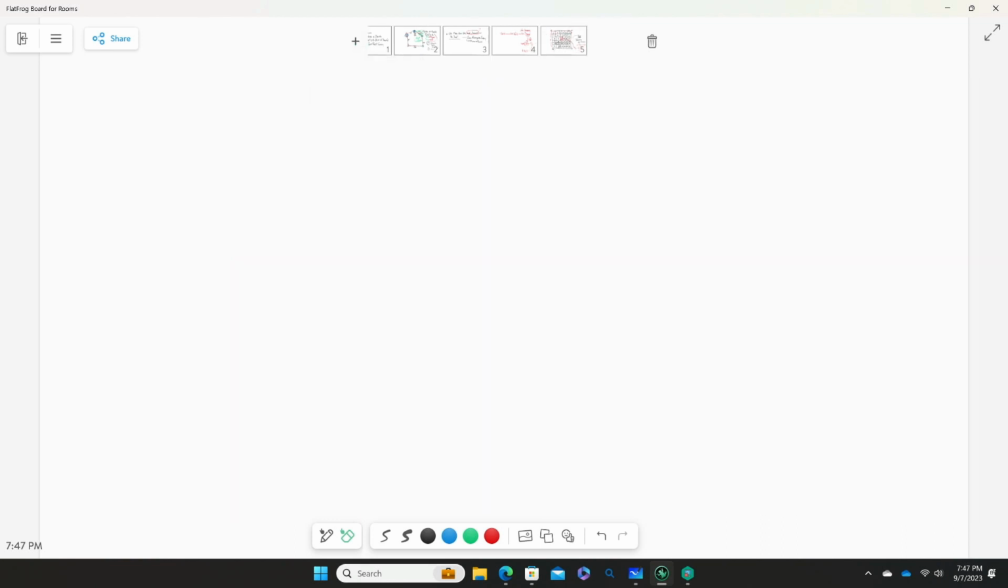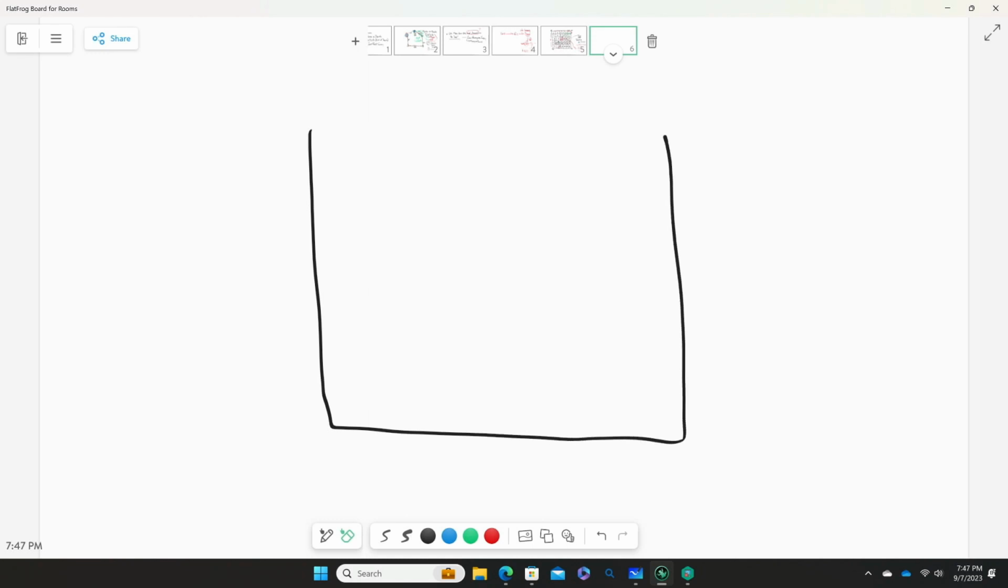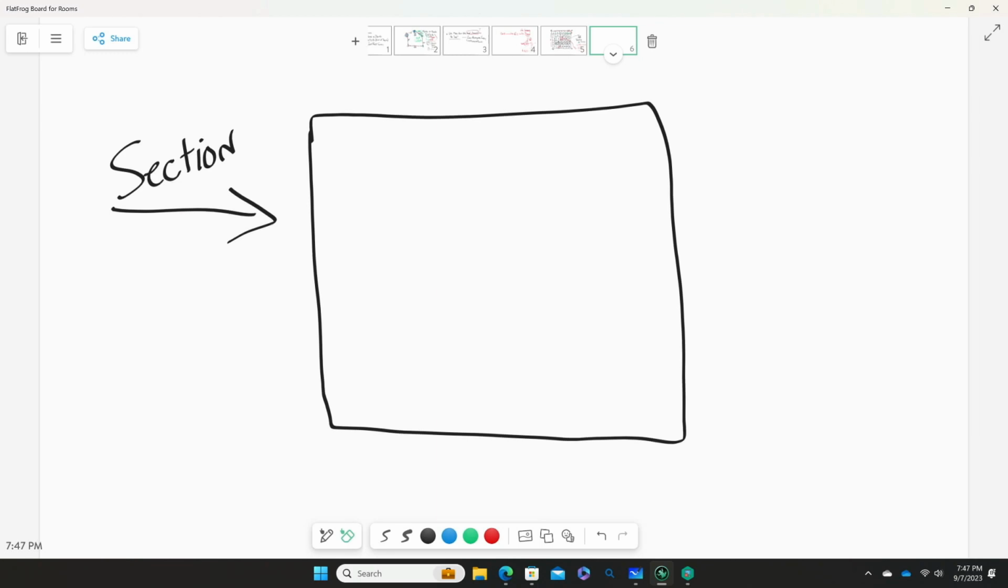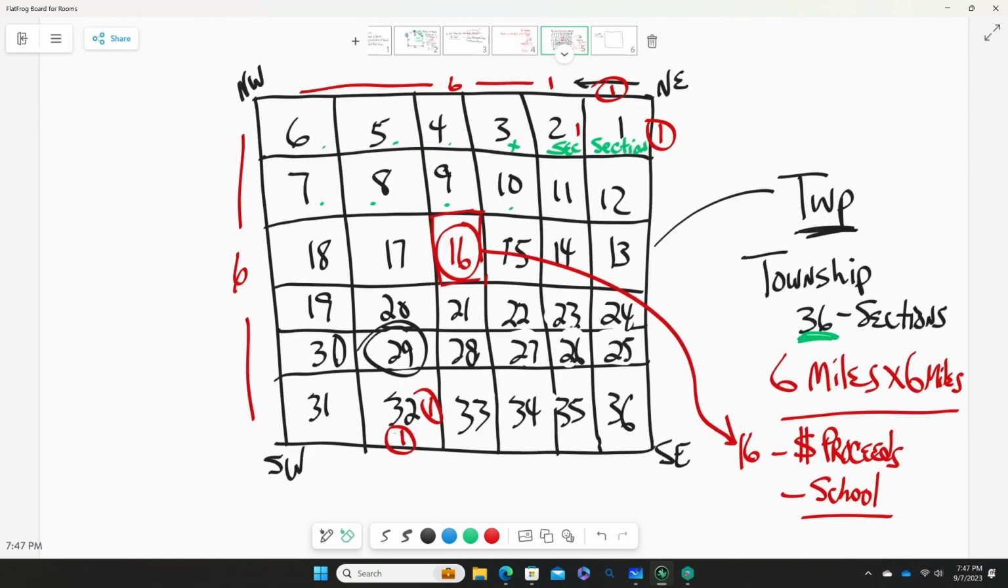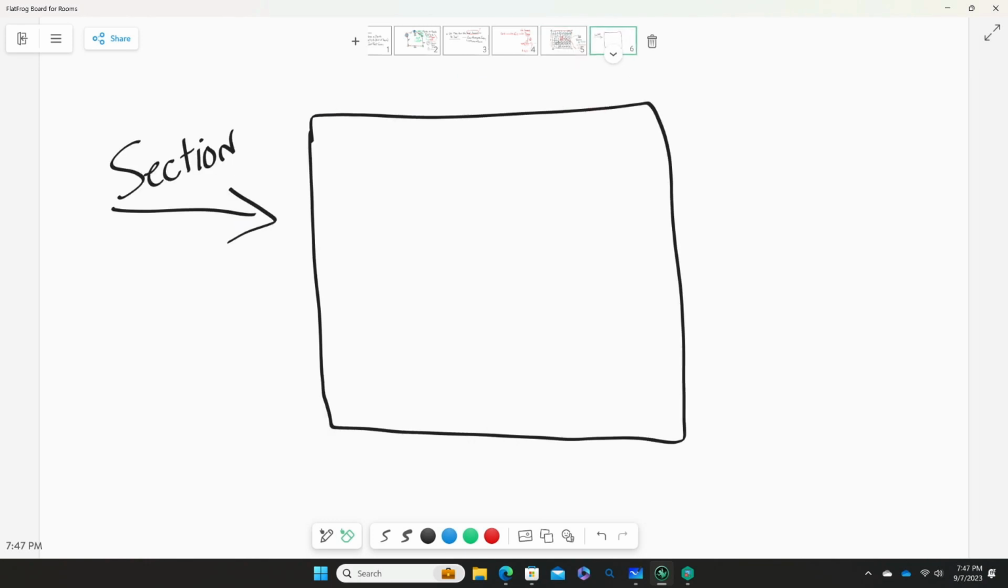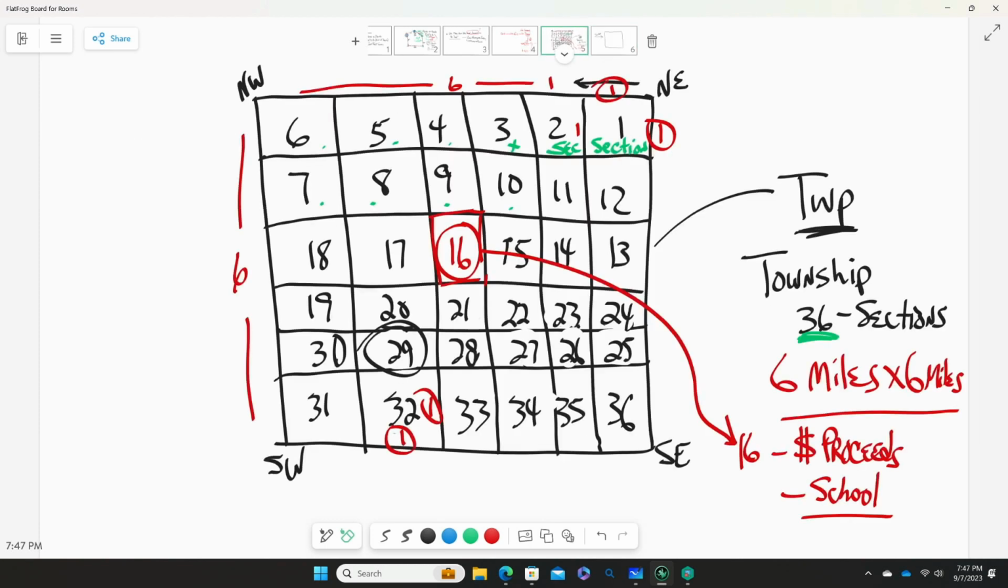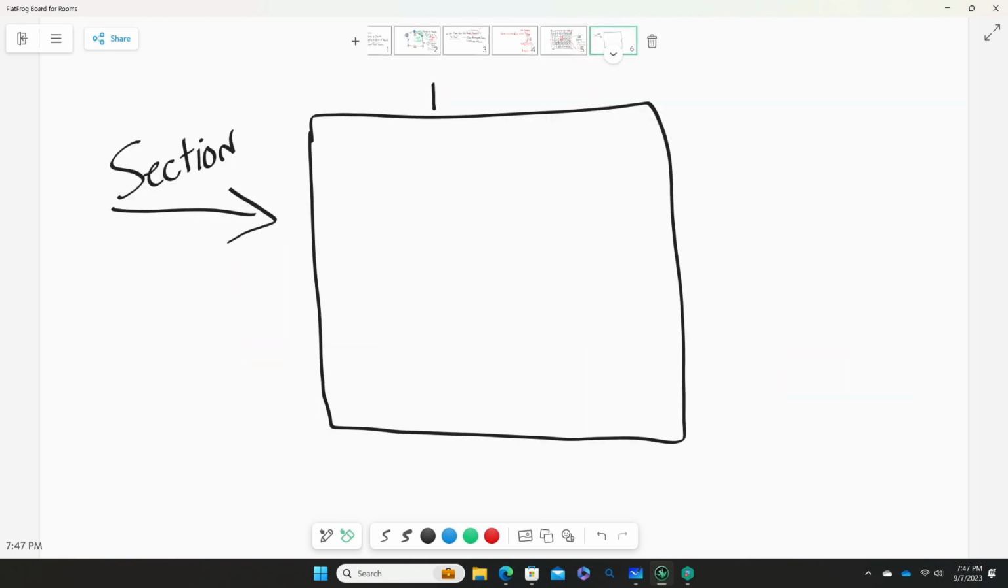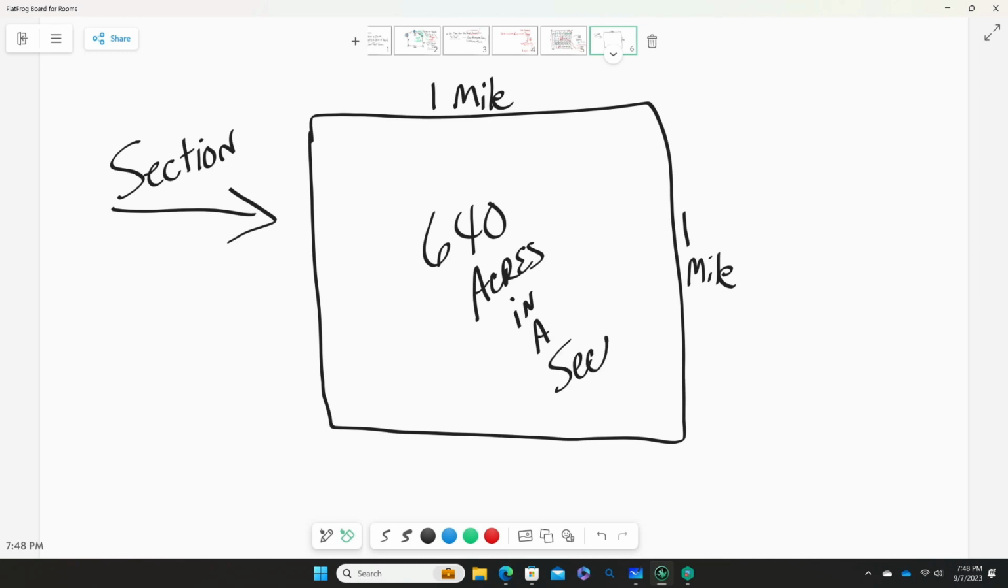Let's draw another. Let's now superimpose that section. So we're just looking at a section now. In other words, I'm lifting one of these 36 sections, any one of them, and blowing this up to say what's unique about this section. Well, we already know one thing: it's 1 mile by 1 mile. So we could put here that a section is 1 mile by 1 mile. We also know, because I'm going to tell you this, that there are 640 acres in a section.